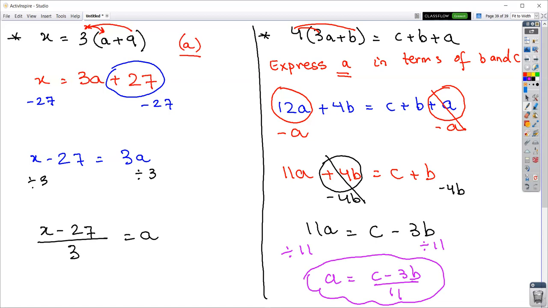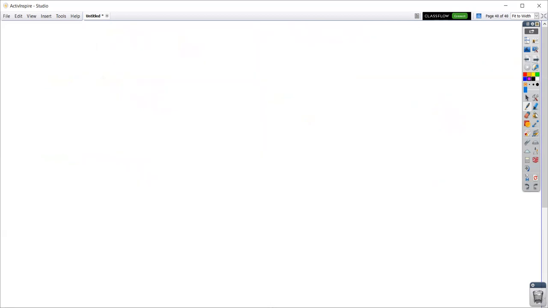The second one is where you have to do the additional step of expanding bracket and then you rearrange to make the subject. Now we're going to look to the harder ones, and I'll show you 3 examples on the harder one as well. So to begin with the first one now. Okay, so I'll start with the first one of the harder ones.